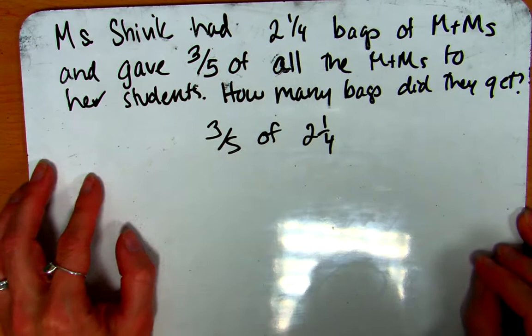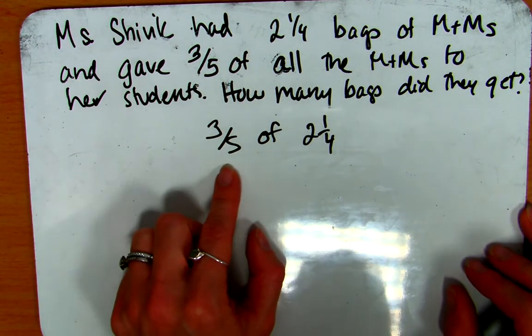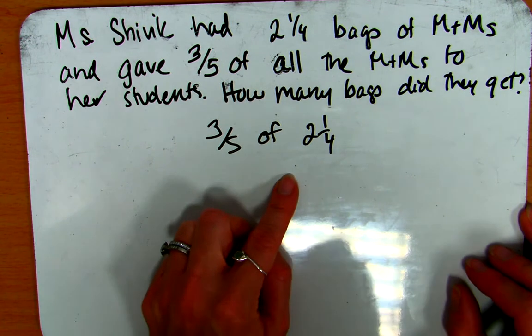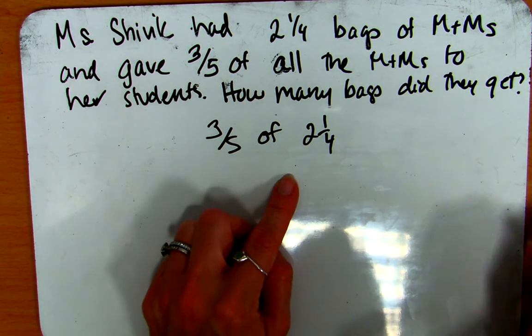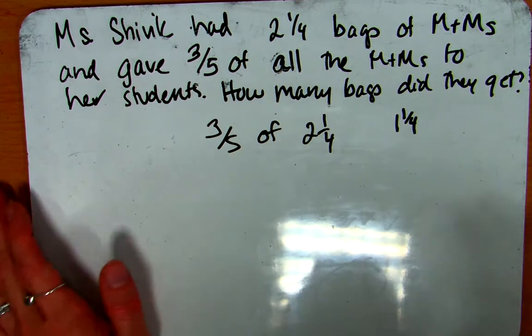So let's do a quick estimate. 3/5 is not too far off of half, so I want a half of something that's just bigger than 2. So my answer should be just a little bit bigger than 1. So let's say probably around 1 1/4. So we're going to be looking for an answer that's around 1 1/4.